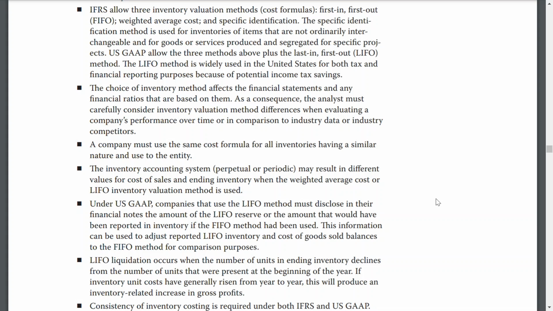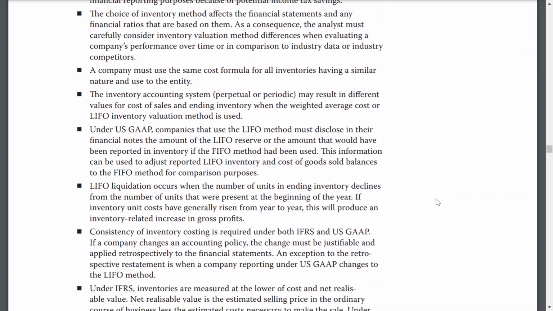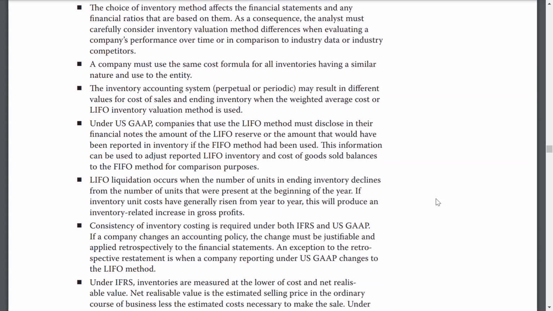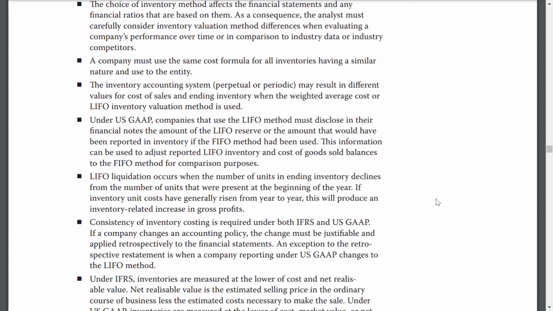The choice of inventory method affects the financial statements and any financial ratios that are based upon them. As a consequence, the analyst must carefully consider inventory valuation method differences when evaluating a company's performance over time or in comparison to industry data or industry competitors. A company must use the same cost formula for all inventories having a similar nature and use to the entity.